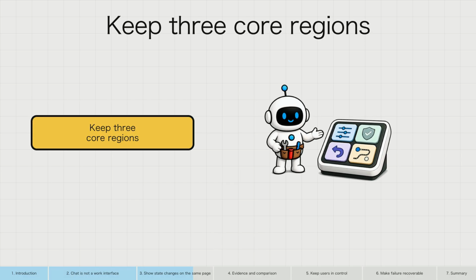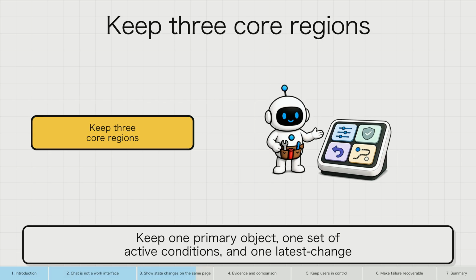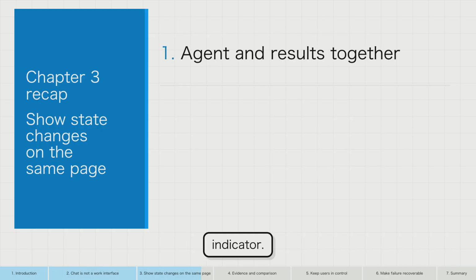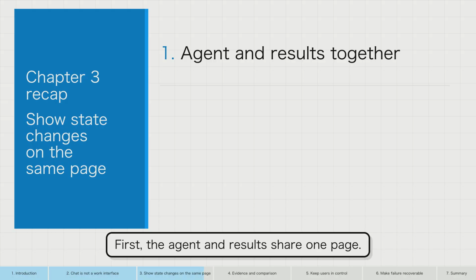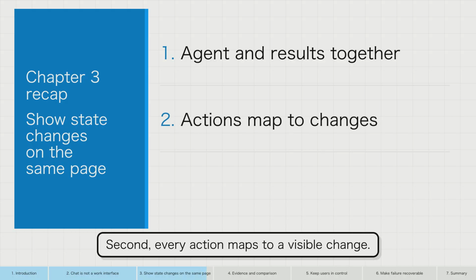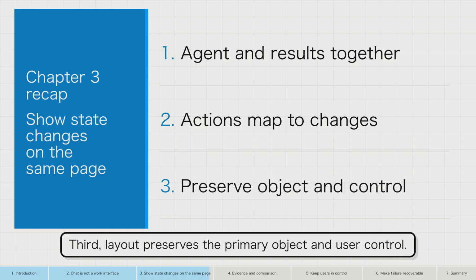Same page design is not information overload. Keep one primary object, one set of active conditions, and one latest change indicator. Chapter recap. First, the agent and results share one page. Second, every action maps to a visible change. Third, layout preserves the primary object and user control.